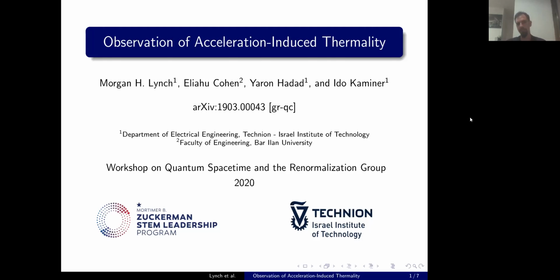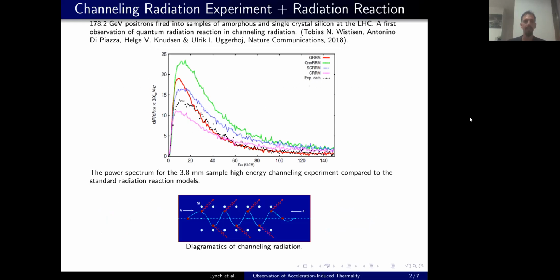And today I'd like to discuss with you a potential observation of acceleration-induced thermality at a recent high-energy channeling radiation experiment carried out at CERN. There you have approximately 180 GeV positrons, which are fired into single crystal samples of silicon, where the regular lattice array of the silicon causes the positron to oscillate back and forth regularly, radiating photons.